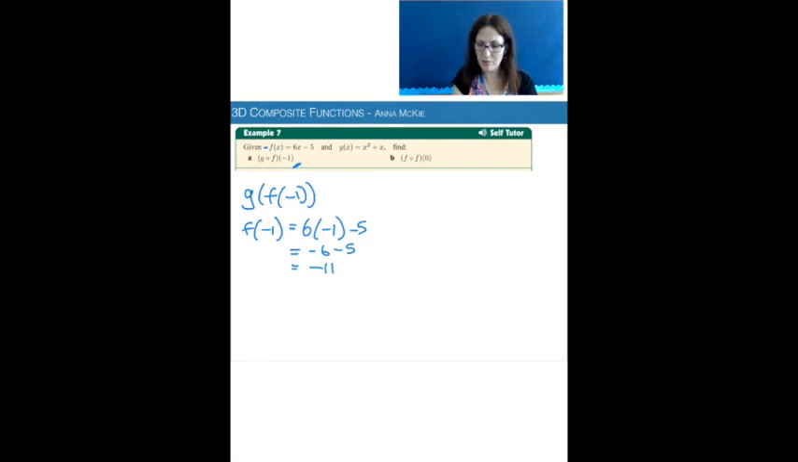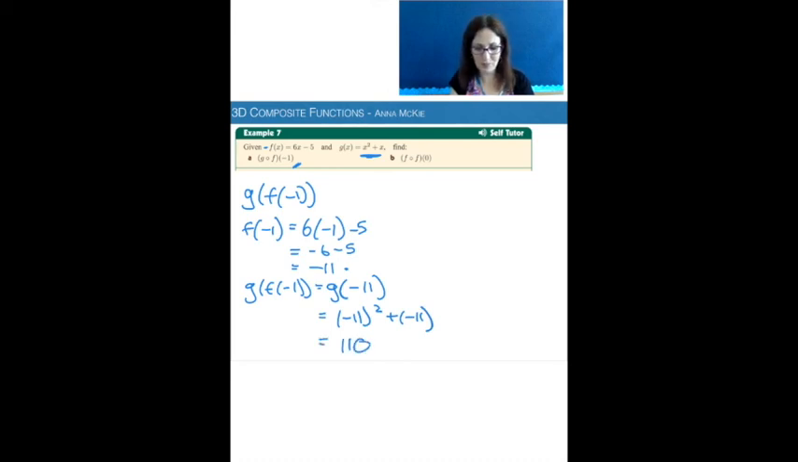We now want to substitute that back in to get g of f of -1. And f of -1 is -11. So we're essentially finding out g of -11. So you look up at your g formula and you see, okay, I have to square an x and then add on an x, making sure you use brackets, and working that out to give us 110.